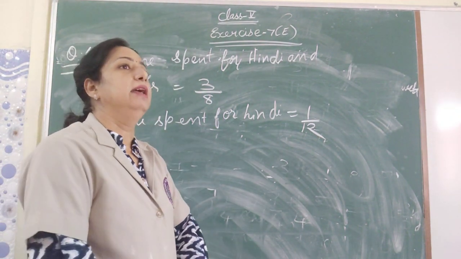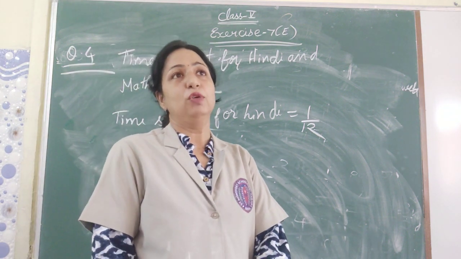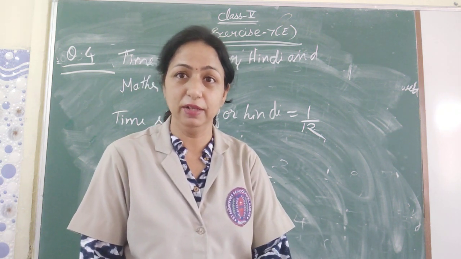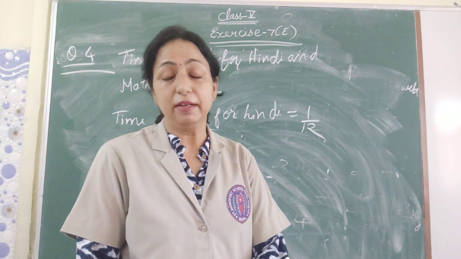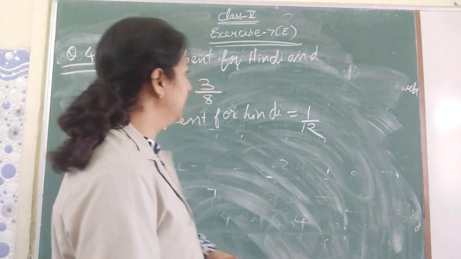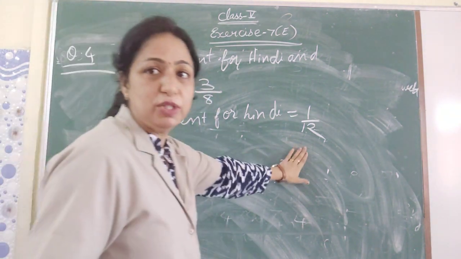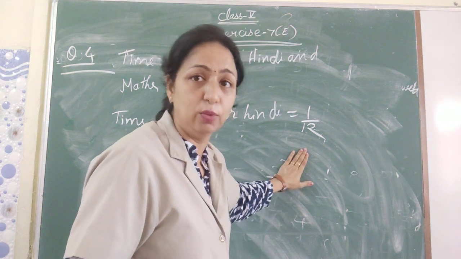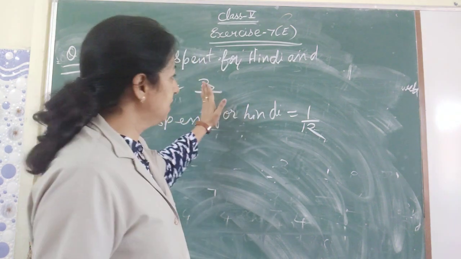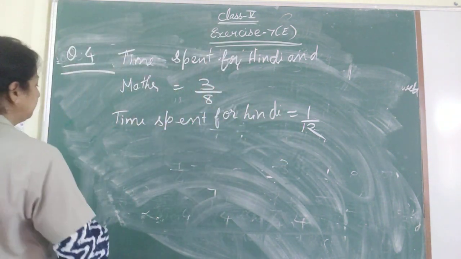See, I played football and cricket for 1 hour, and out of that I played football for 40 minutes. So how much is the time I spent for cricket alone? 1 hour minus 40 minutes. Similarly, this is the total time spent for Hindi and maths, and this much was the time he spent for Hindi alone. So how will we find the time only for maths? Just subtract the time for Hindi from the total time.